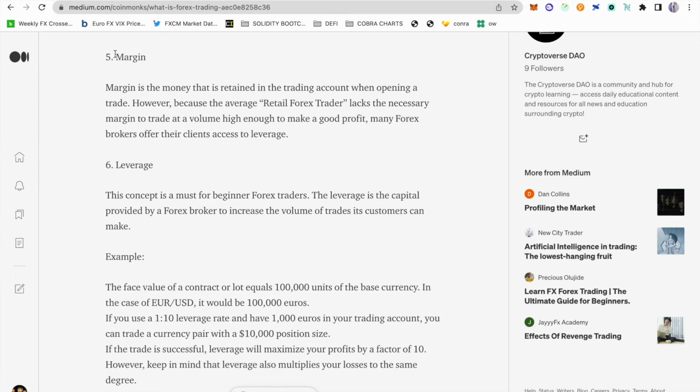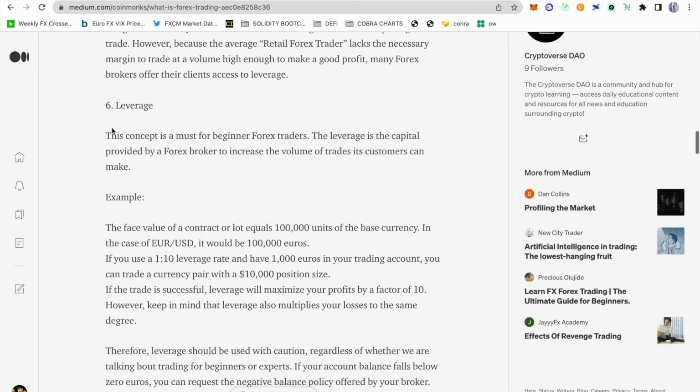So you must have heard the phrase margin call, right? A lot, and margin call means when your account's about to get liquidated. So margin is important. It's risk. So that's margin. What is leverage?